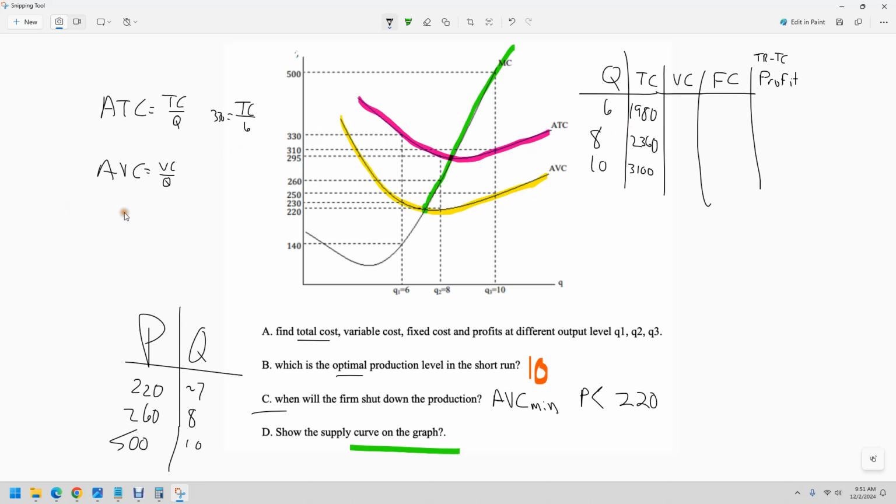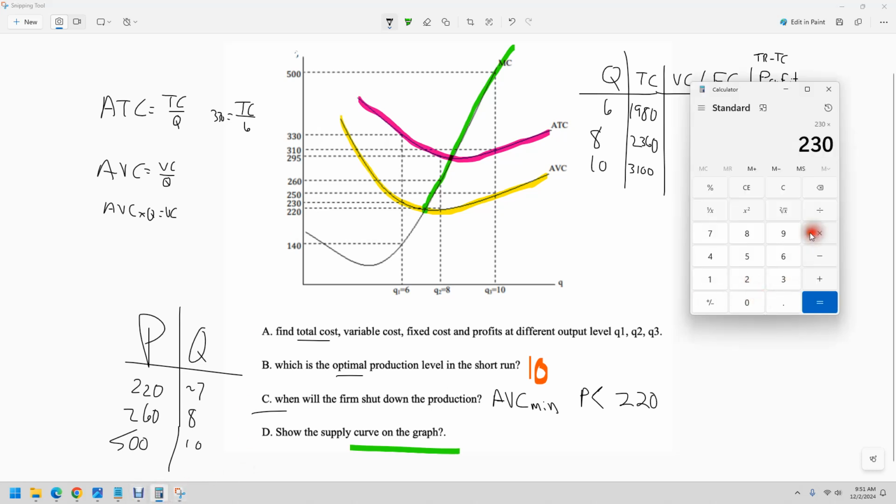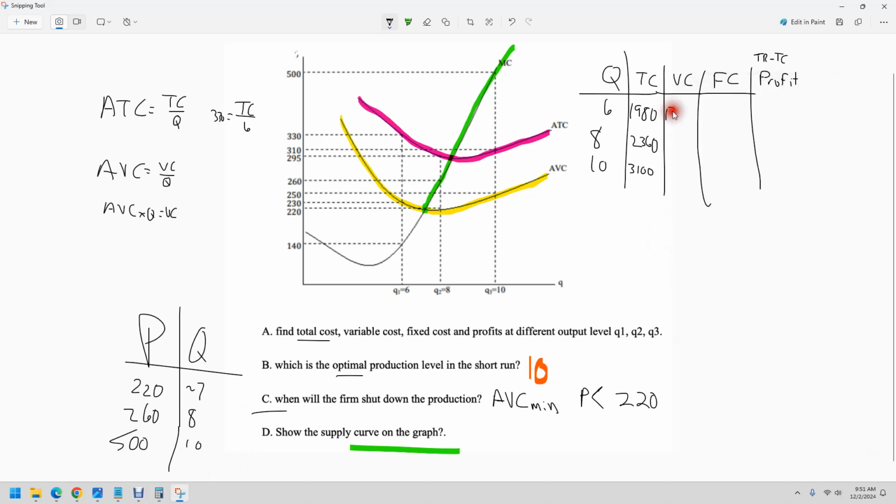All right, now we're going to do the same thing with variable cost. And if you look at what I'm doing, if you rearrange this, average variable cost times quantity equals our variable cost. So it's like just rearranging that formula there. Okay, so quantity 6, it would be 230 times 6, which is 1380.